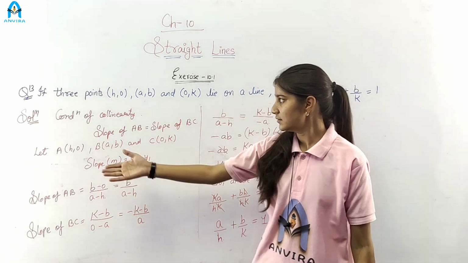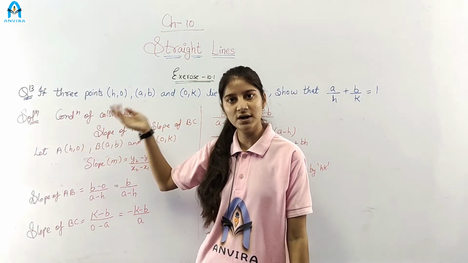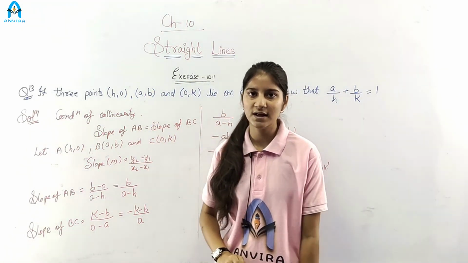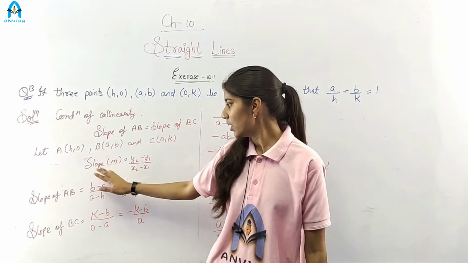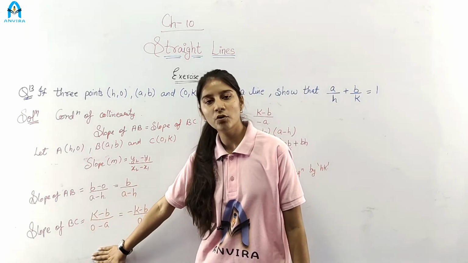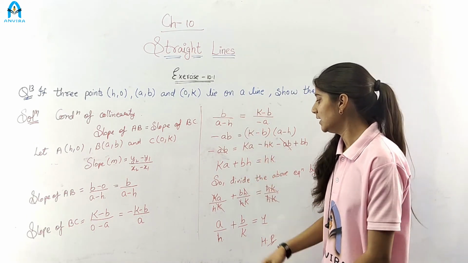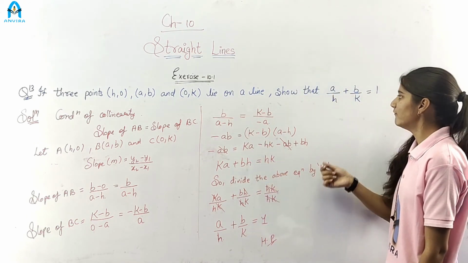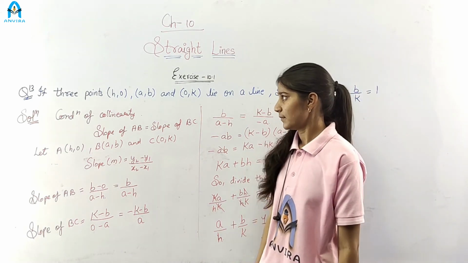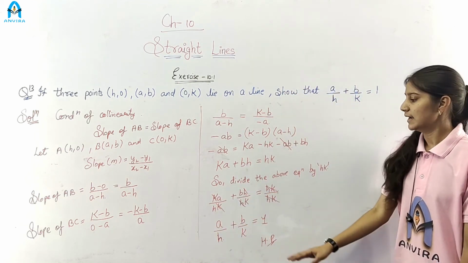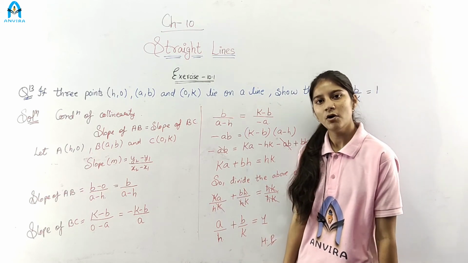So first we applied the condition of collinearity, since all these points are given on a single line. After applying this, we use the formula of slope. By the formula of slope, we will find the slope of both the lines. Then after finding the slope, we will equate them. After equating, we will divide by hk for finding the condition as given. So here completes our question number 13. Let's take the screenshot and we will go further for question number 14.